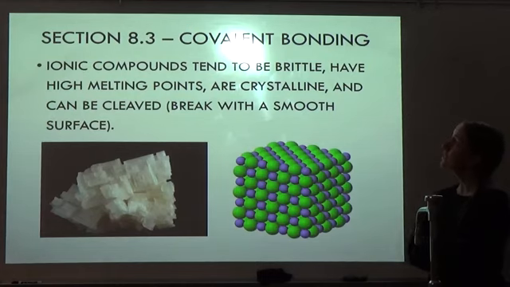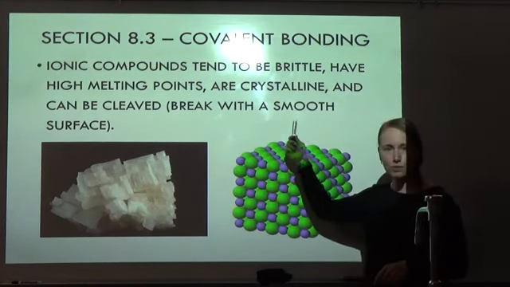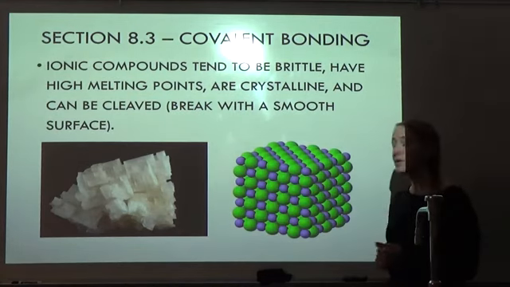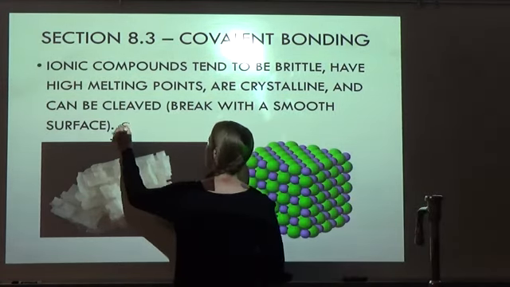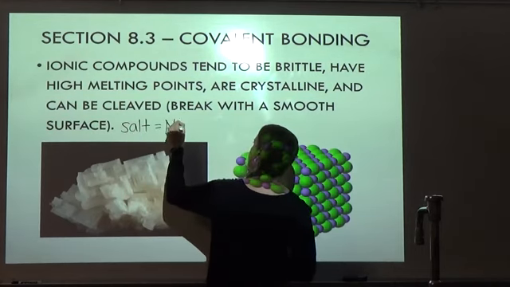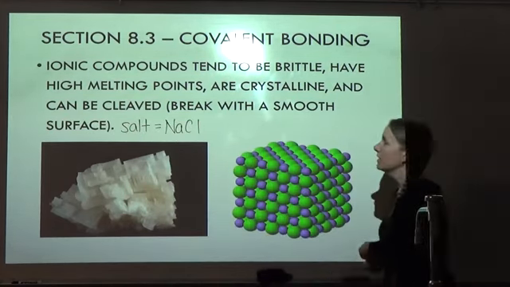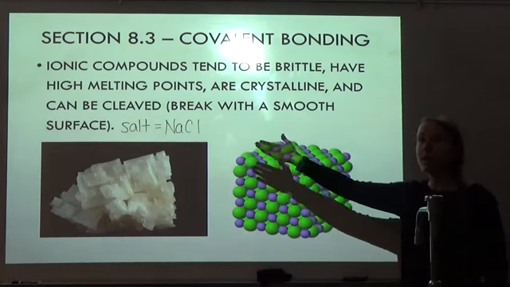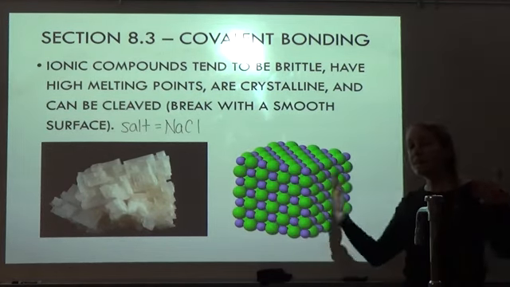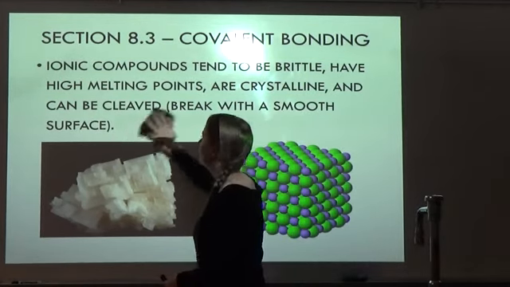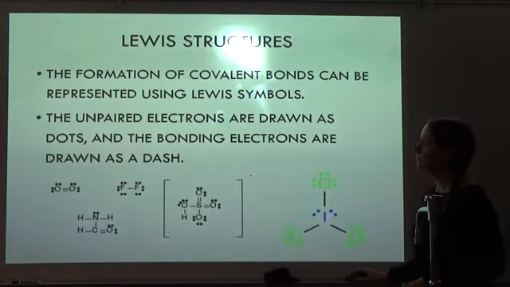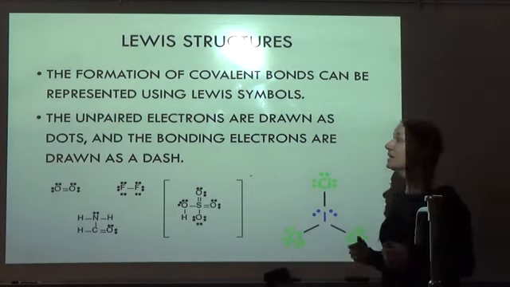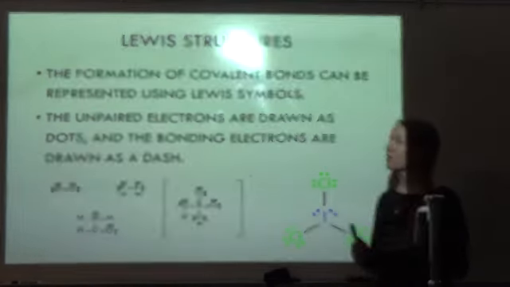Alright, so section 8.3 is on covalent bonds. So ionic compounds tend to be brittle, have high melting points, are crystalline, and can be cleaved, which means break with a smooth surface. So if you need an example of an ionic compound to help you remember some of these things, just remember salt, NaCl, sodium chloride. You know what it looks like, you know it's a crystalline solid, okay? It doesn't bend if you hit it with a hammer, so it's brittle. Salt has a very high melting point. So having an example sometimes can help you remember properties. Another property is ionic compounds can conduct electricity if molten or aqueous, not when they're in their solid form.